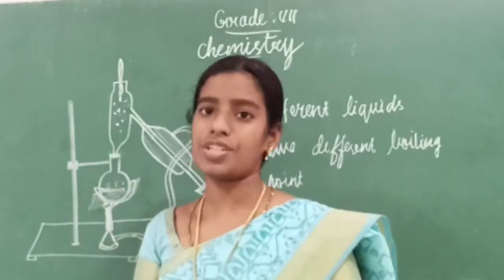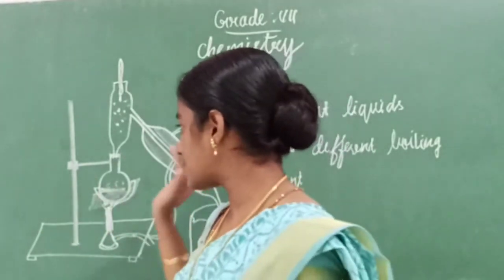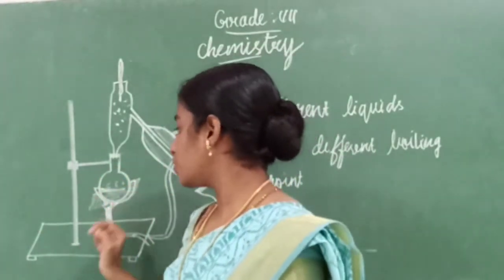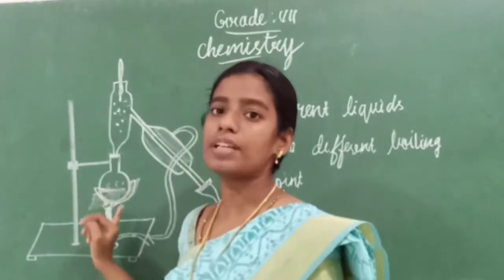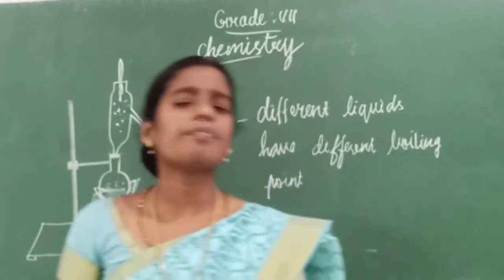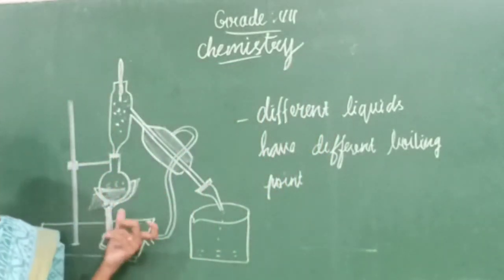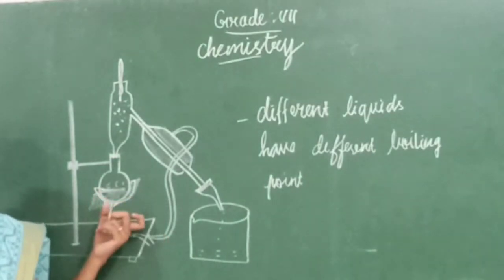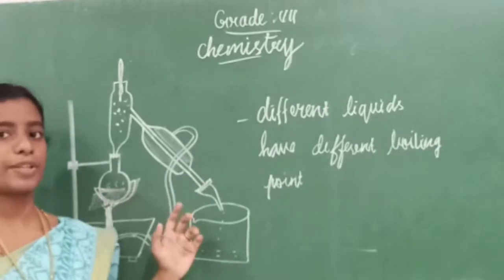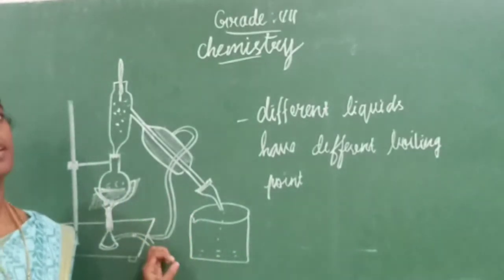Like in distillation, we have to take a distillation flask. Now this distillation flask contains the mixture and you have to heat this. You have to apply heat to this mixture using a burner. When you apply heat to this mixture, what happens is, this mixture has crude oil and petroleum, for example.